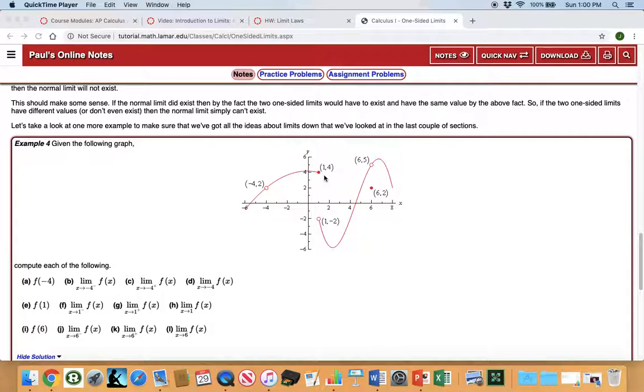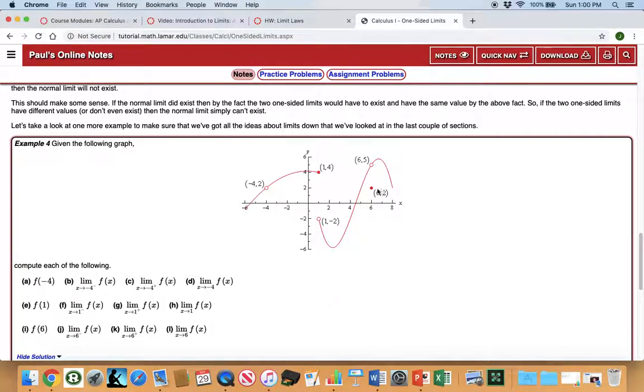Let's look at when x approaches 1. First of all, this function is defined at 1 because you can see it's open here, but it is closed here. So if you were just asked to find f of 1, that would be 4. The function does exist at 1. But does it have a limit? Well, let's go through it again. This time as x approaches 1 from the left, it approaches 4, but from the right, it approaches -2. So we would say the limit as x approaches 1 does not exist.